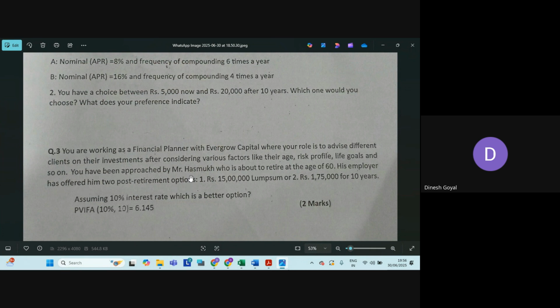Now, what is given here? You have been approached by Mr. Hasmukh, who is about to retire at the age of 60. Fine, that is his age, but what is given? His employer has offered him 2 post-retirement options.